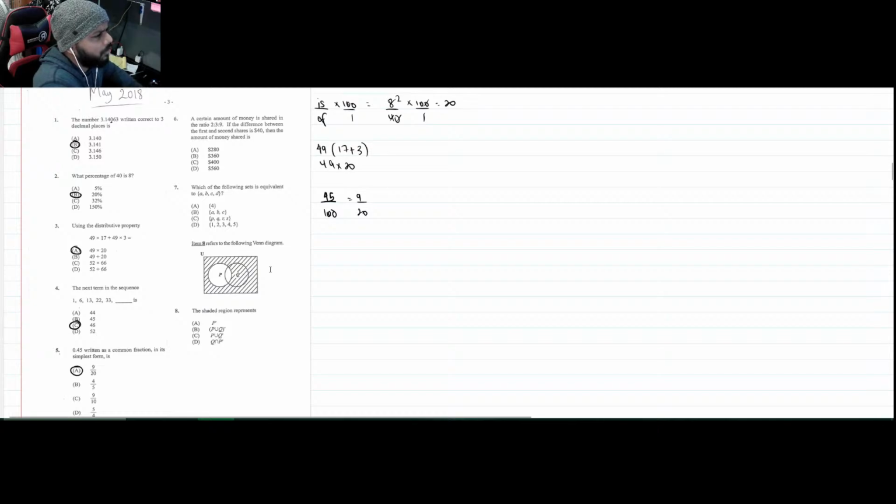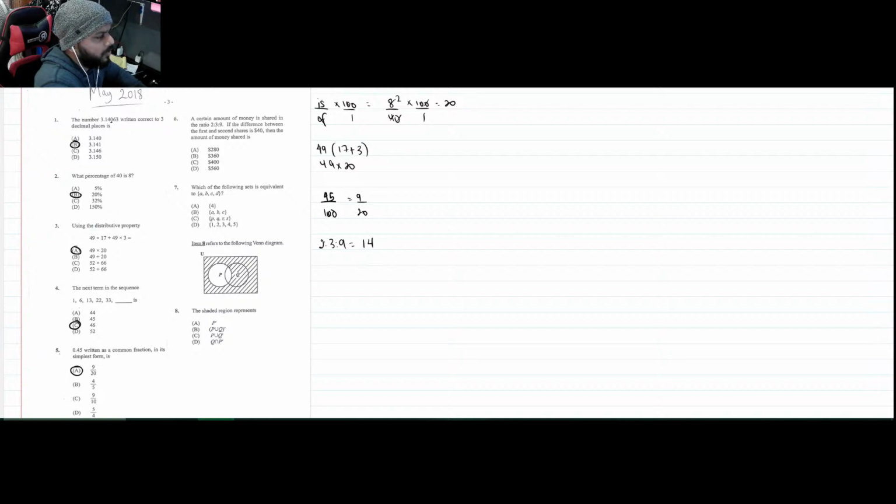A certain amount of money is shared in the ratio 2 to 3 to 9. If the difference between the first and the second share is 40, then the amount of money shared is... So let's calculate the total number of parts. 2 and 3 is 5, and 9 is 14.